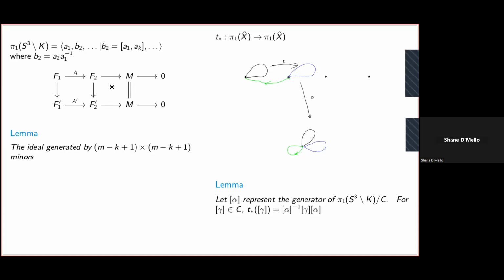And so this is the crucial lemma, and I'll end with this: A can be represented as a matrix where the entries are Laurent polynomials. And if you look at the ideal generated by the minors, it is independent of A. That means if you were to replace A by A prime, which corresponds to a completely different way of presenting it, you would have got the same ideal. The ideal will not change. And so this is an ideal in Z[T, T inverse].